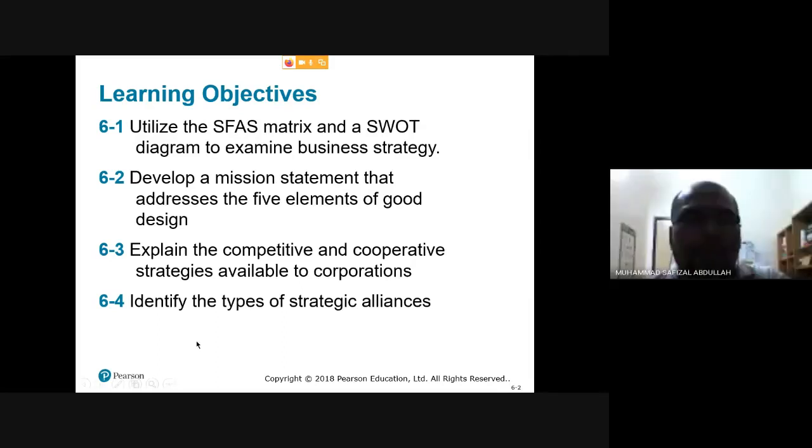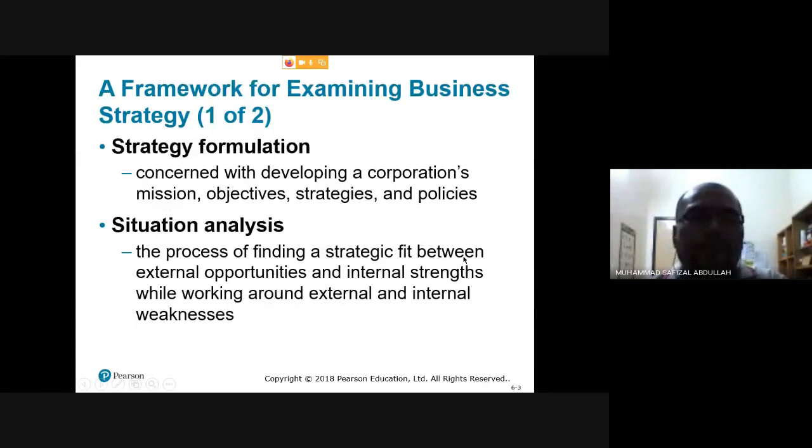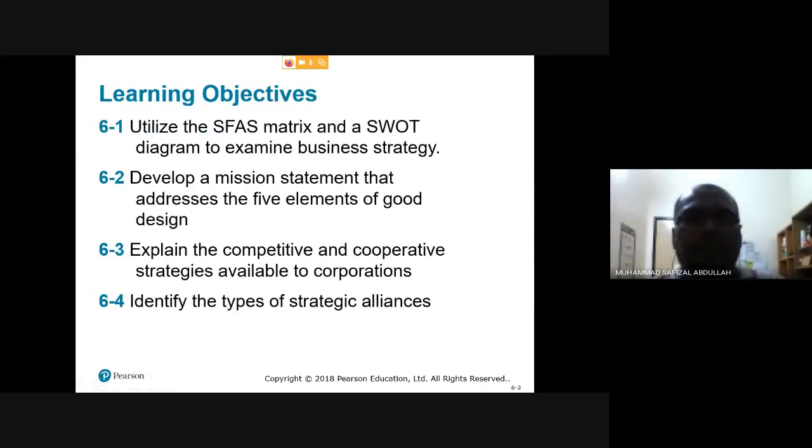And number 3 and number 4, identify the types of strategic alliances. Strategic alliances are an example of cooperative strategy. So this is everything that we are going to learn in this chapter.